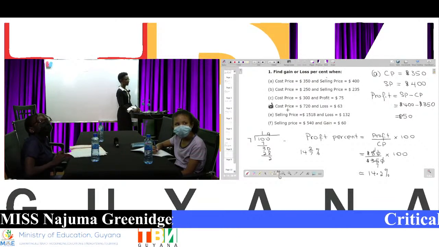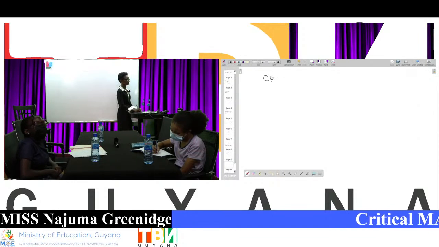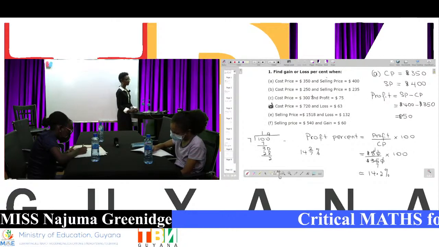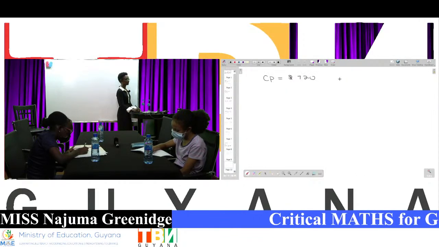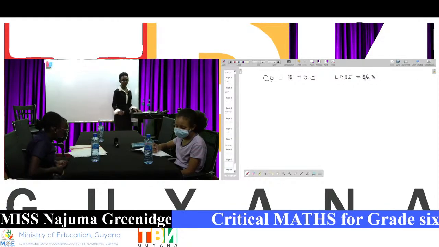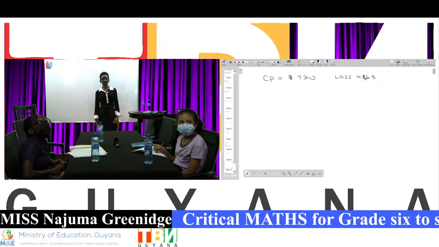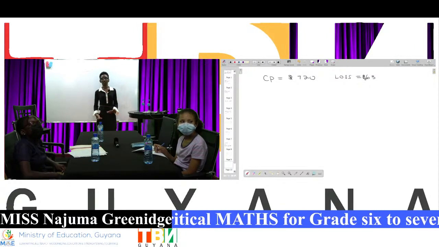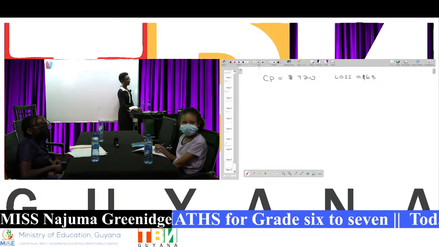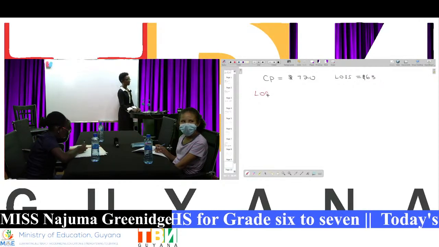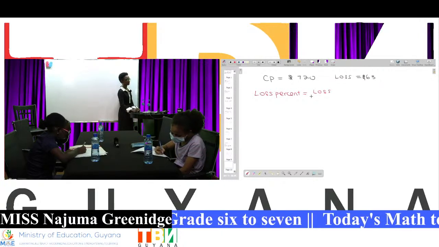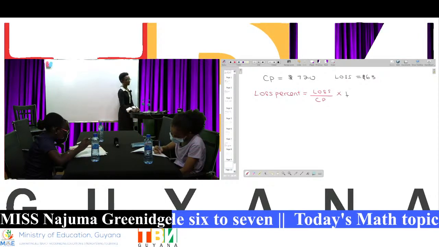So we have a cost price, CP, of $720, and a loss equals $63. All right. So we have CP and we have loss. So we're expected to find what? Loss percent. Wonderful. So loss percent equals loss over CP multiplied by 100.